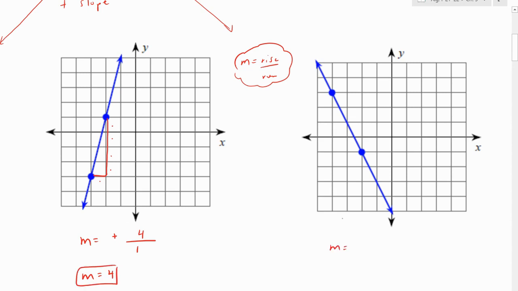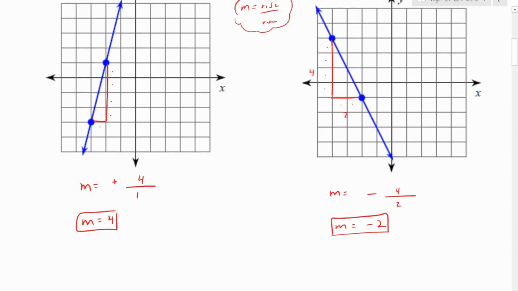Okay, this one is definitely running downhill from left to right. So it's going to be negative. If I count rise and run, 1, 2, 3, 4 for the rise, 2 for the run. The slope's -2 once I reduce it down.